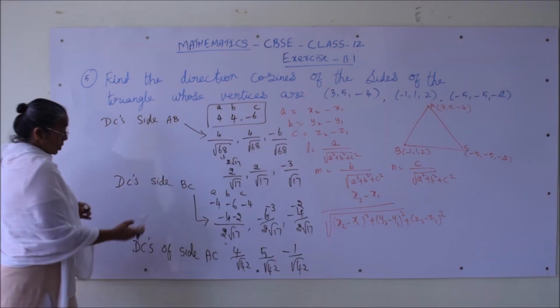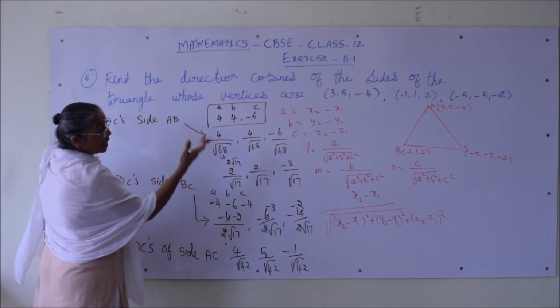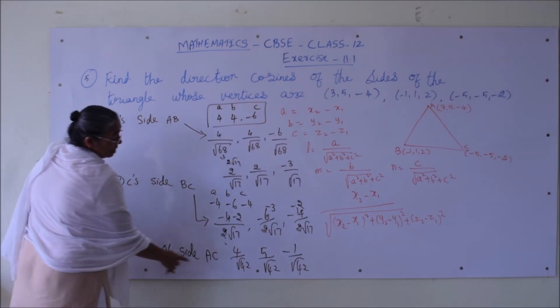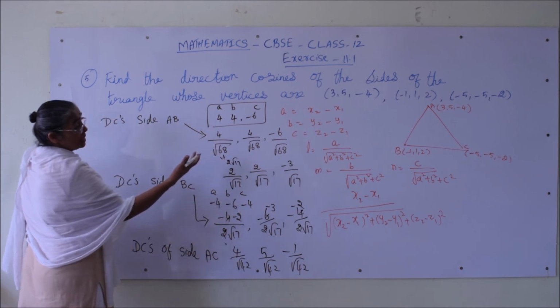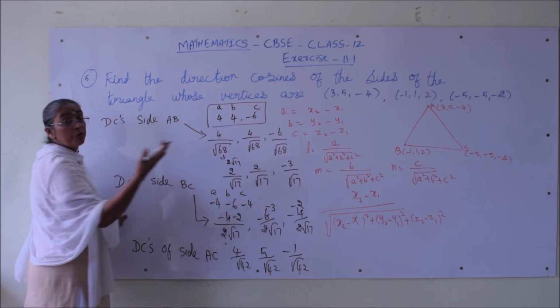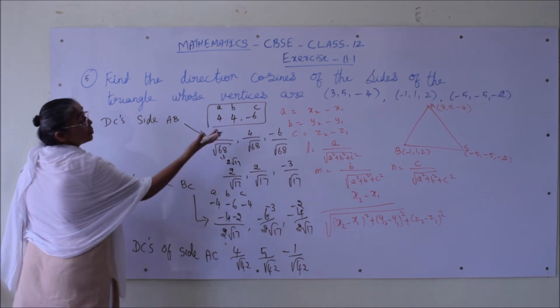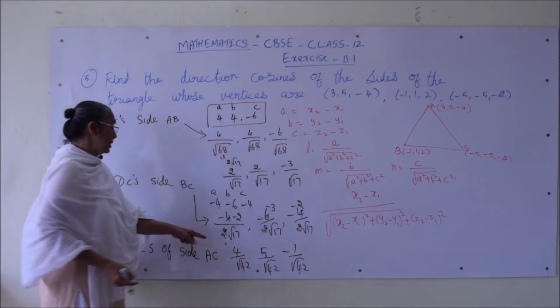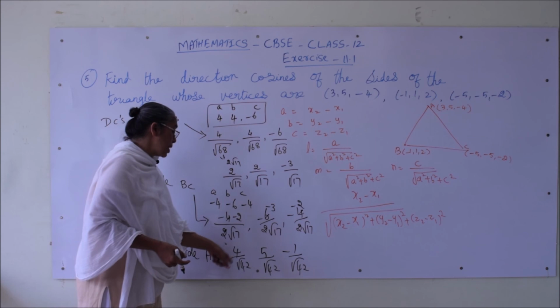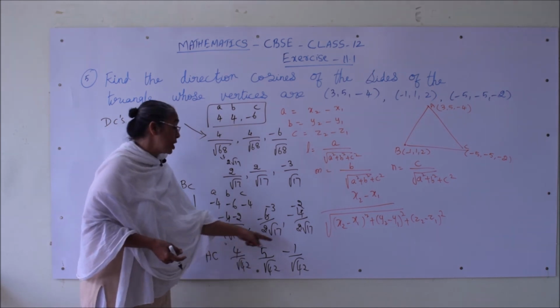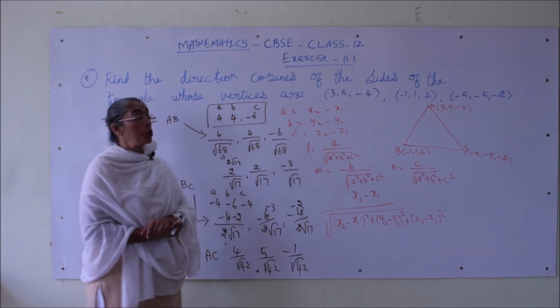In the same way for the side AC, the same procedure: we do x2 minus x1, y2 minus y1, z2 minus z1 to find the DRs. Then using the DCs formula, we get the DCs of the side AC as 4 by root 42, 5 by root 42 and minus 1 by root 42. You can do it and check it.